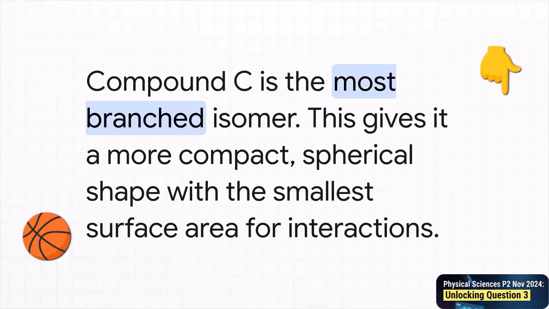Let's line up our isomers. Pentane is just a straight line, 2-methylbutane has one little branch, but compound C, 2,2-dimethylpropane, it's got 2 branches hanging off that middle carbon. It's easily the most branched of the 3, which means it gets all scrunched up into a compact, almost spherical shape, and that gives it the smallest surface area.